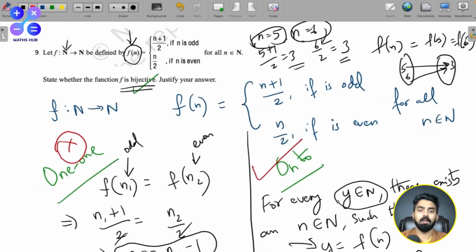This is an onto function, but it is not bijective. Because it is not one-to-one, you will be able to find multiple values of f of n for every n that you can figure out. So that's why it is not one-to-one. Let's go to the next question.